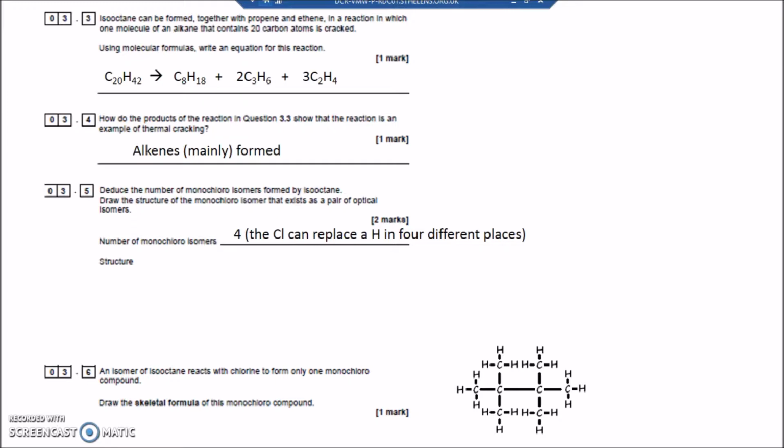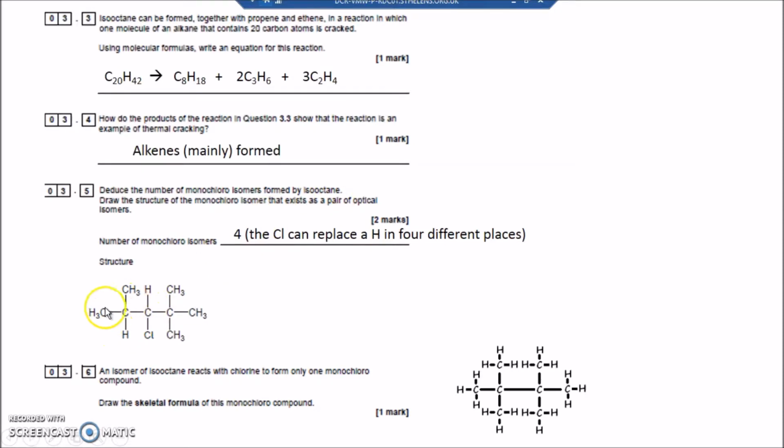Deduce the number of monochloroisomers formed from isooctane. I've done that. Draw the structure of the monochloroisomer that exists as a pair of optical isomers. So if I draw out the displayed formula, or close to the displayed formula, of isooctane, it looks like this. Now I've decided to replace one of these 2 H's here, because now that C is a chiral carbon. It has 1, 2, 3, 4 different groups, so that's going to have enantiomers, it's going to have optical isomers.